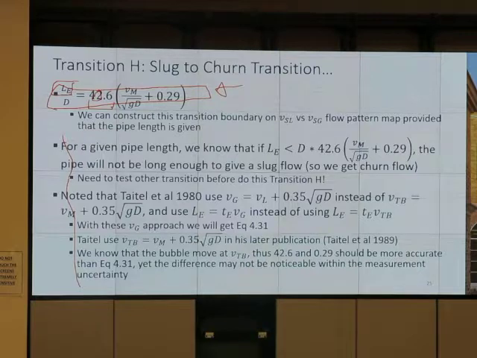Location, the length from the inlet. Shorter than which you have churn flow. Higher than which you have what? Slug flow. Churn flow is an entry region of slug flow.